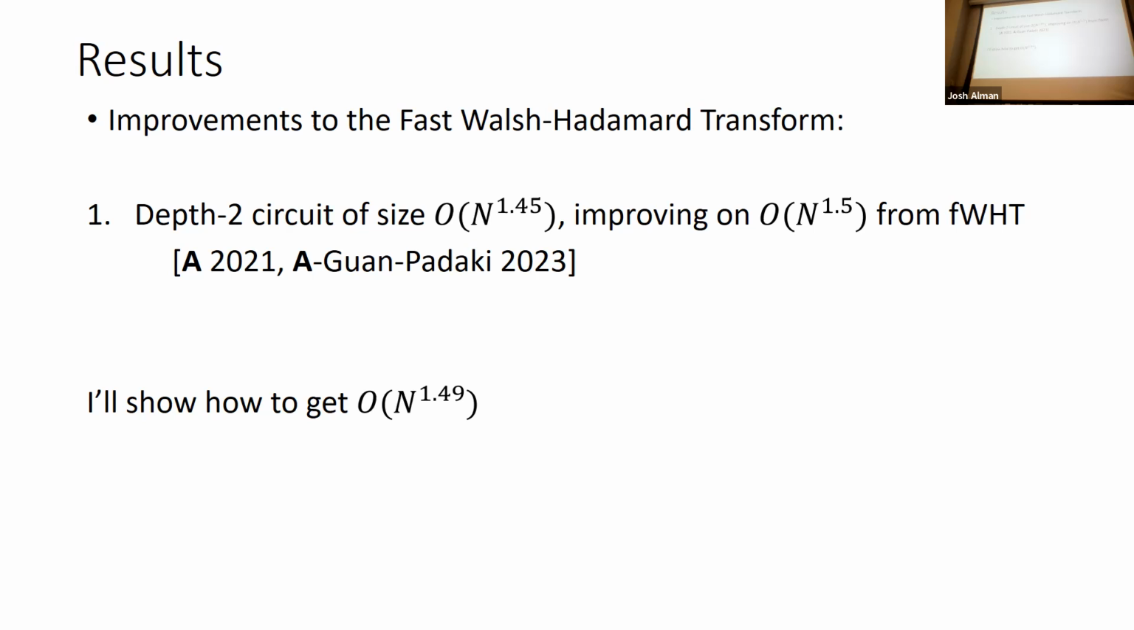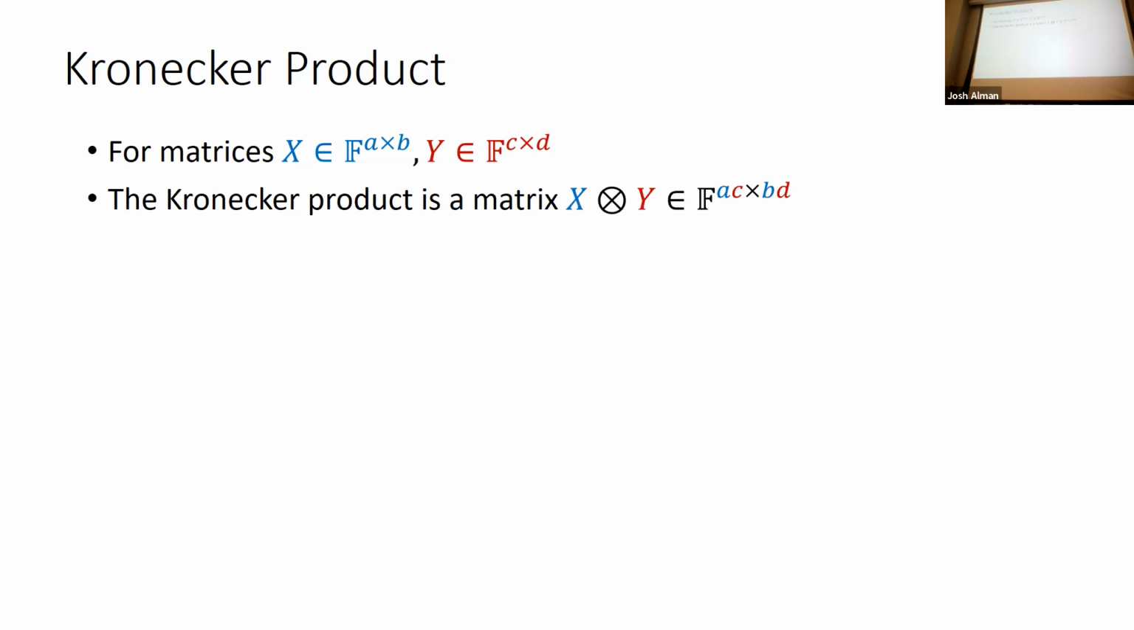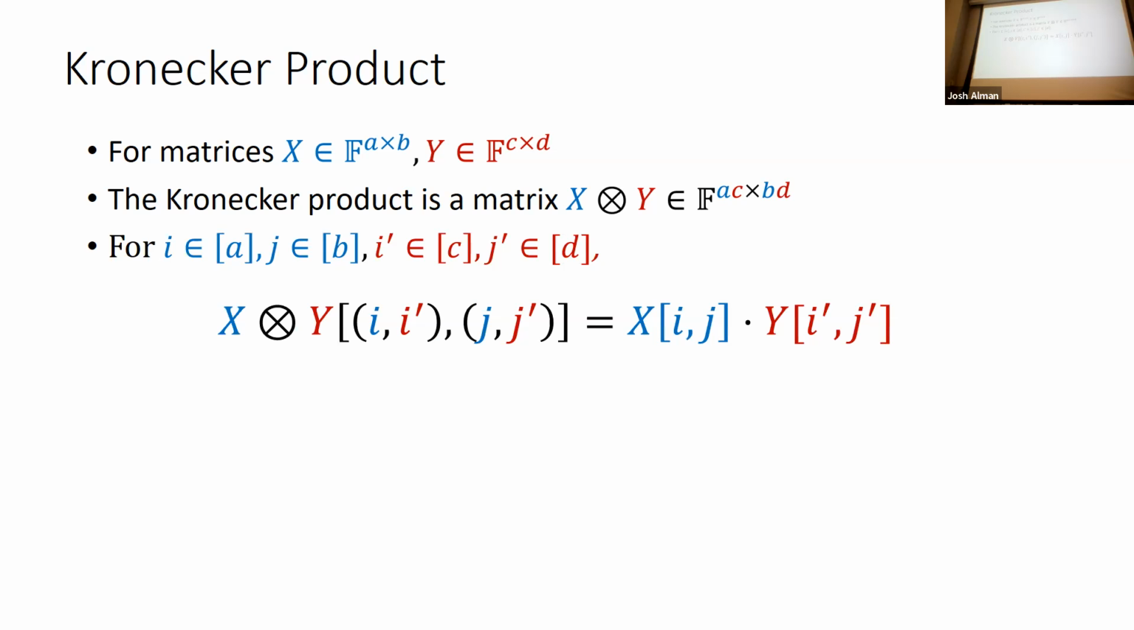Okay, so first I want to introduce one piece of notation, which is going to be very helpful to us, which is the Kronecker product. Here's how it's defined. If you have two matrices, an A by B matrix X and a C by D matrix Y, their Kronecker product is an AC by BD matrix. So you have one row for each pair of rows and one column for each pair of columns. For each pair of an ij entry from X and an i'j' entry from Y, there's an entry whose row corresponds to the pair of rows and column corresponds to the pair of columns, whose value is the product of those two values.